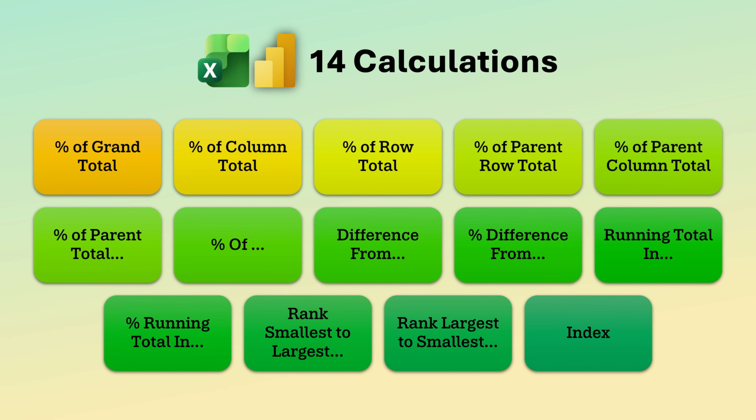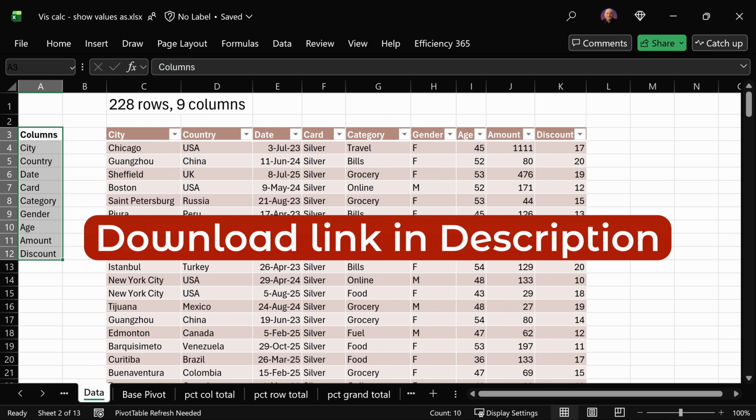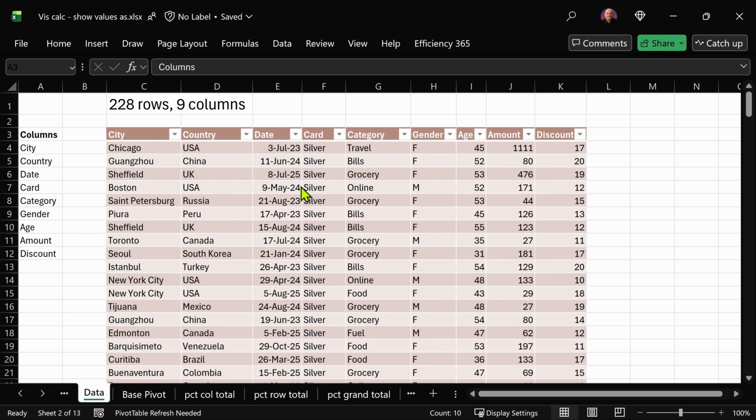Welcome, Dr. Nitin here. We are going to learn 14 different calculations in pivot table and in Power BI. Both sample files are available. Download them and try them out. The data is same. We have 228 rows, 9 columns.